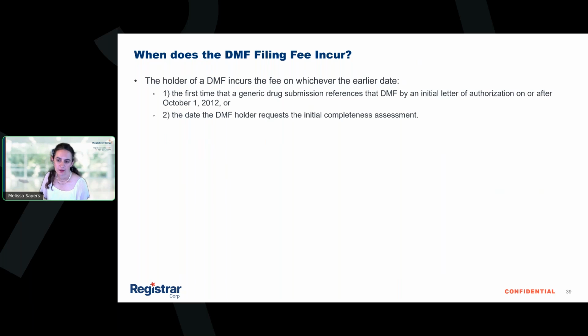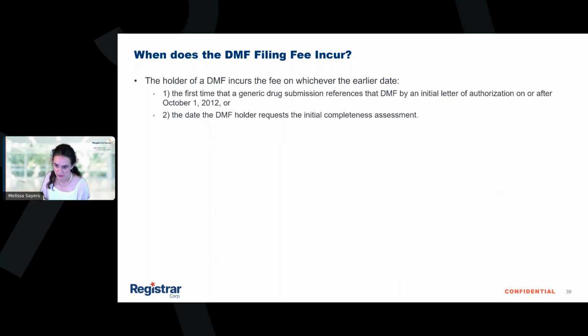The drug master file fee is incurred when the master file is first referenced in a generic drug submission by a letter of authorization after the October 1st, 2012 deadline, or by the date that the master file holder, who is the owner of the master file, requests the initial completeness assessment, which is performed by FDA upon receipt of the user fee prior to being named in a generic drug submission by a letter of authorization.